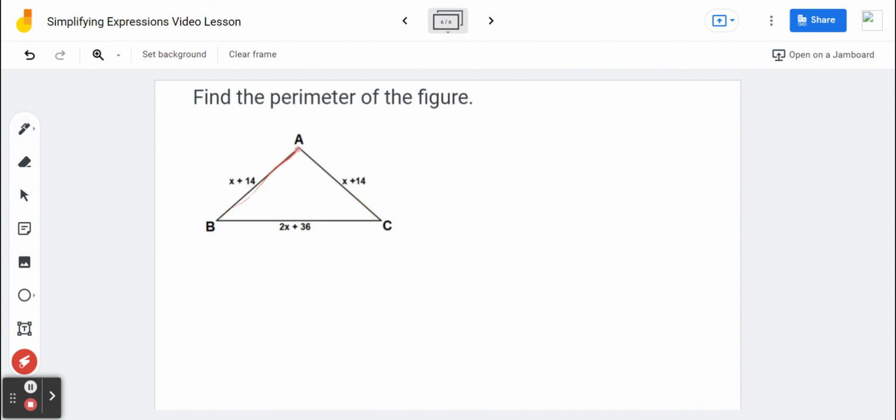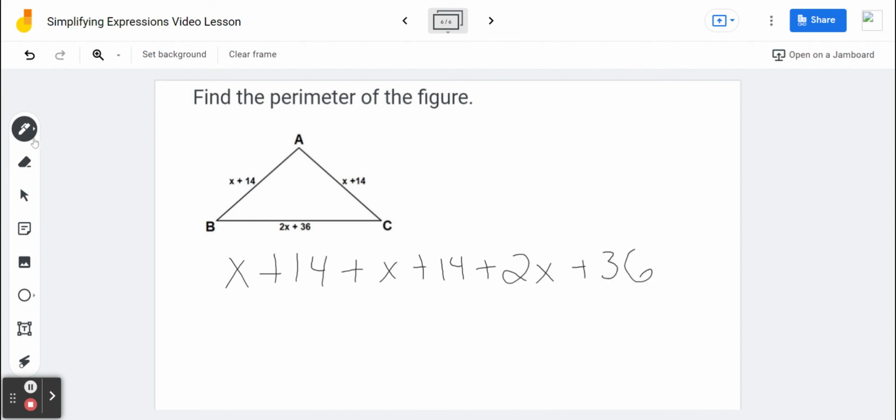But as you notice, as I trace, if I'm walking this whole distance, that means I have to add this plus this side plus this side. So down here, x plus 14 plus x plus 14 plus 2x plus 36. So again, I'm going to go through, highlight all my x terms in blue. And I'll highlight all my constants in green.